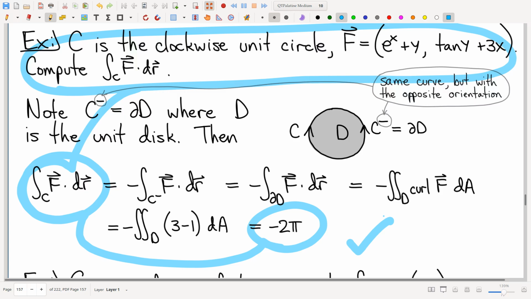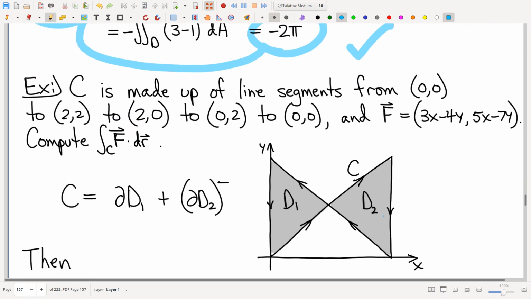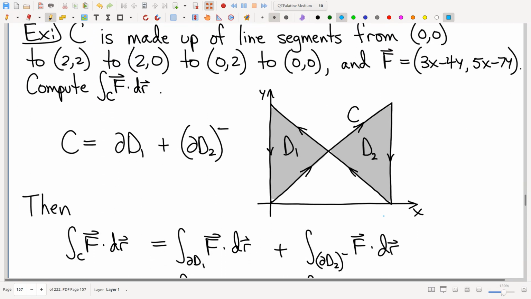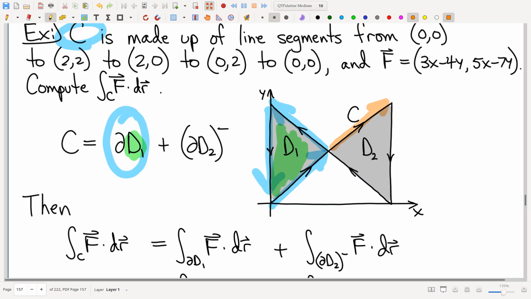All right. Let's see here. I'm going to be quick with this next example. I know we're short on time. Now the big idea here is I've got this curve, and it's made up of these line segments. And that's kind of weird. It's vaguely a boundary, but not exactly. What you're going to notice is that I do have the boundary of this region, D1, right? But then I also have this curve.